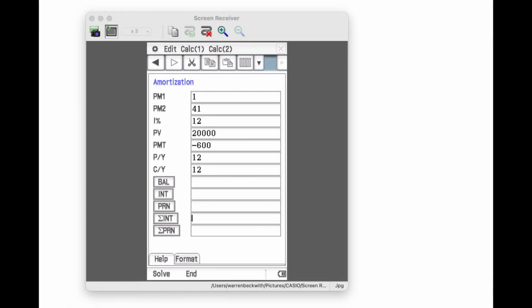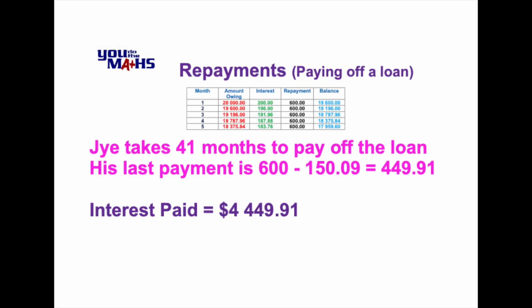If we go to the second last line, we can see the symbol sum or sigma int, which is the sum of all the interest. In this case, it comes to $4,449 and rounded off to 91 cents. This is the total interest that Jai paid throughout the course of the loan. So let's have a look at how we justify the total interest paid.